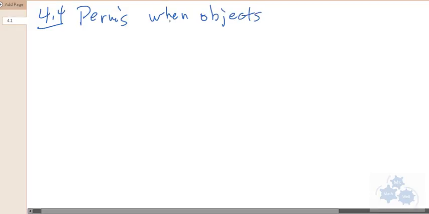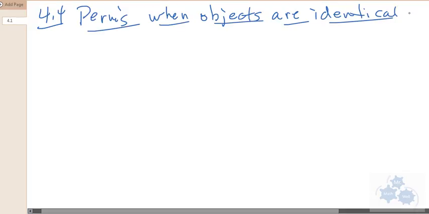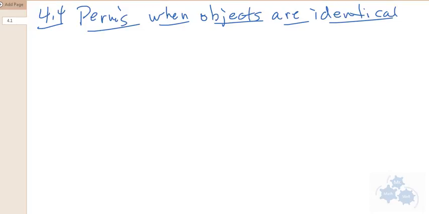Okay, so 4.4 is permutations when objects are identical. And as we mentioned last section of 4.3, we talked about when they were distinguishable. So now we're going to find out how we account for the fact that some objects might be identical, and how we consider those arrangements.